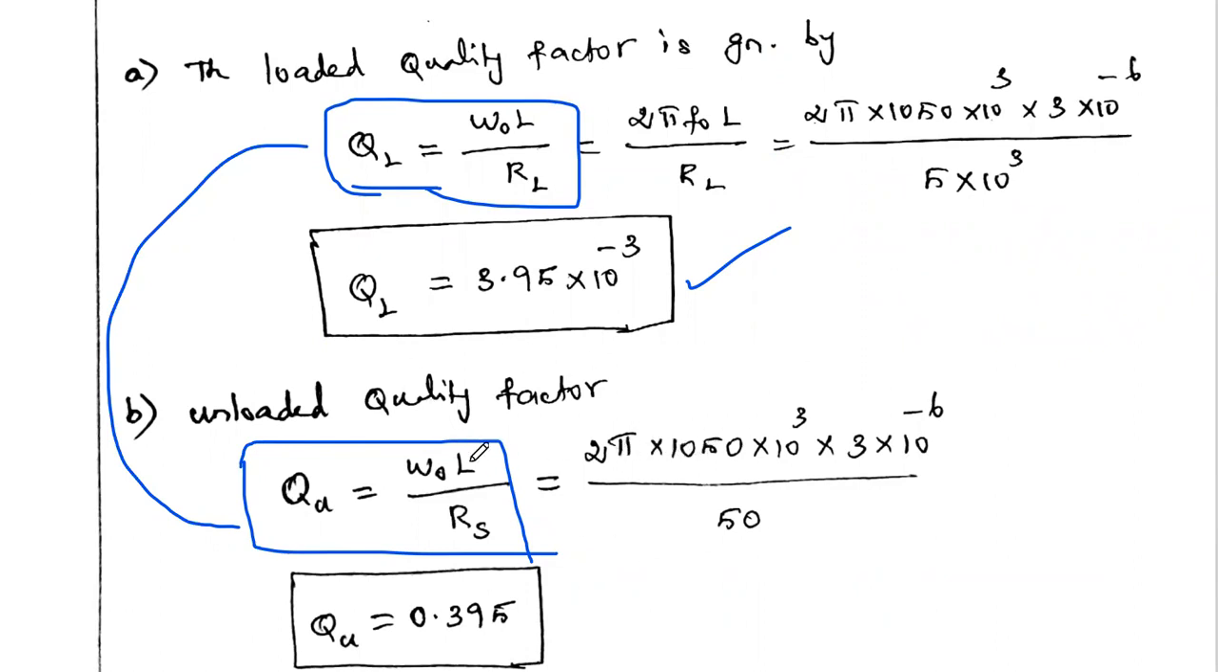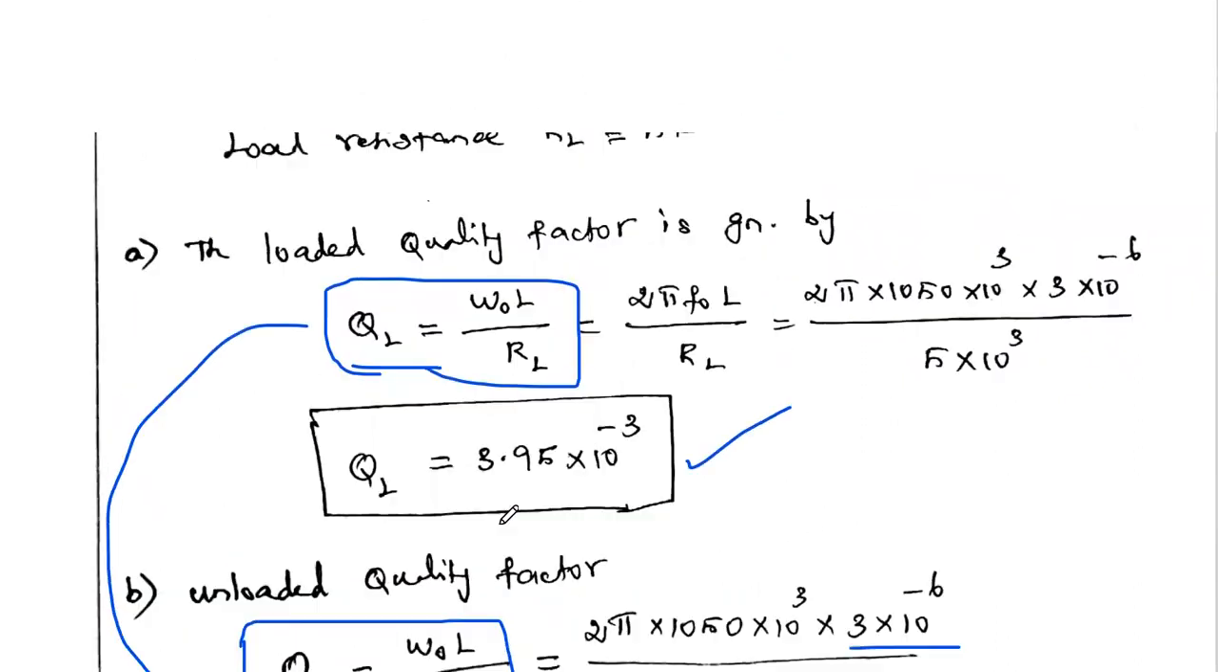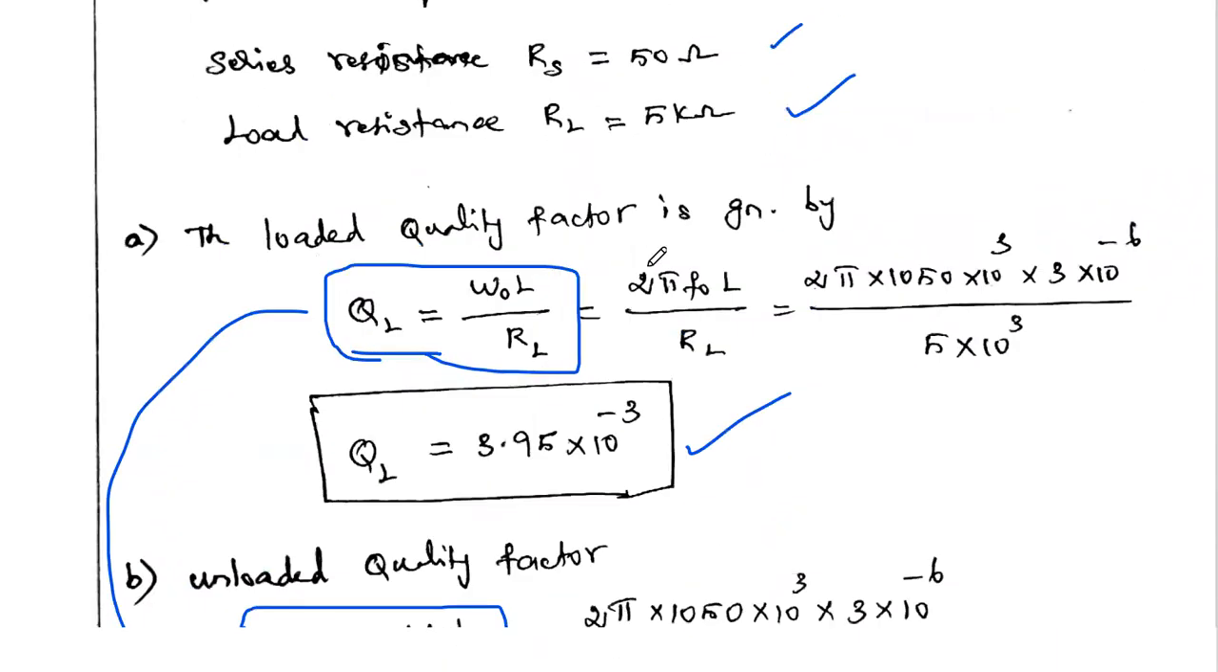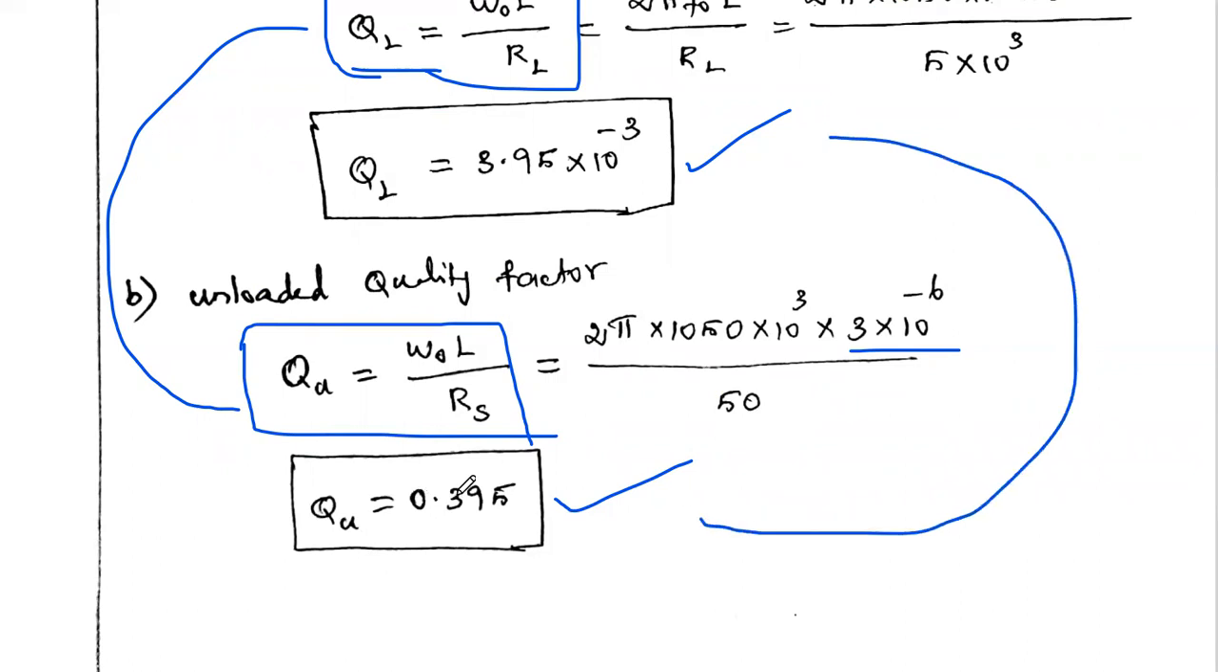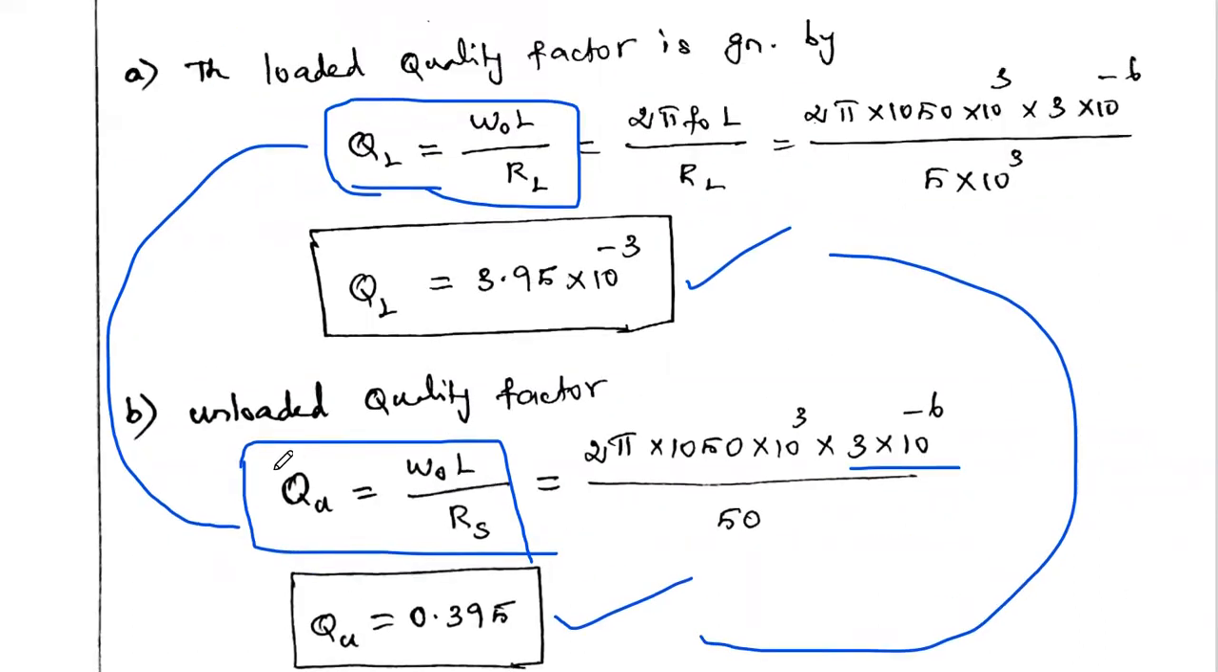So 2 pi into omega F naught is 1050 kilo into L value as 3 into 10 to the power minus 6 divided by the series resistance. Series resistance is 50 ohms. Okay. So if you are substituting, we will get the answer is 0.395. Okay, this is the unloaded quality factor. When we are comparing loaded quality factor and unloaded quality factor, the unloaded quality factor is having the greatest value when compared to loaded quality factor. Okay, so these are the two formulas in order to find the loaded and unloaded quality factor.